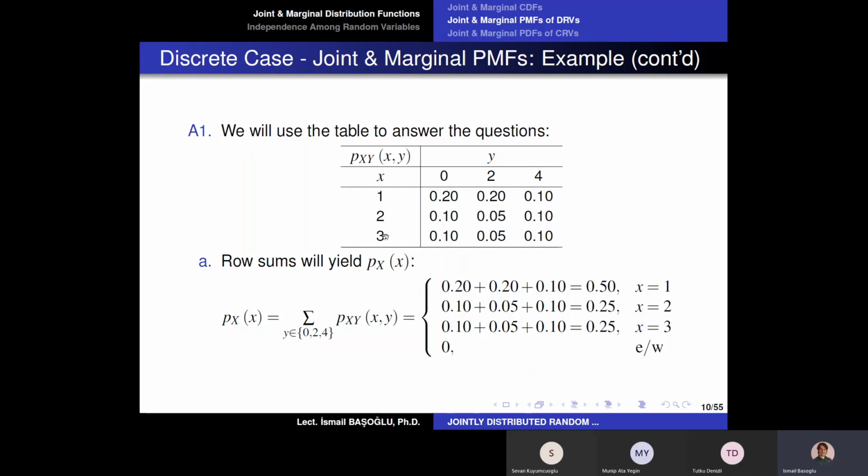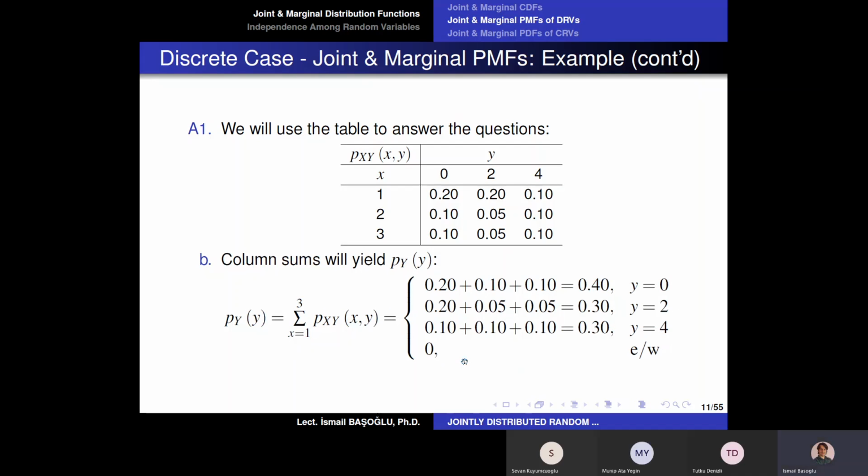The probability mass value of x being equal to 3 is equal to 0.25 as well, which is the summation of the third row. So the row sums in this table will give you the marginal probability mass function of x, which is 0.50, 0.25, and 0.25 respectively for the values of 1, 2, and 3. And elsewhere it is 0.